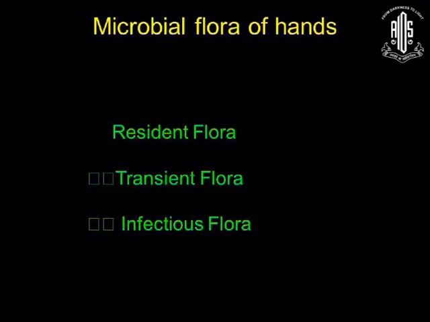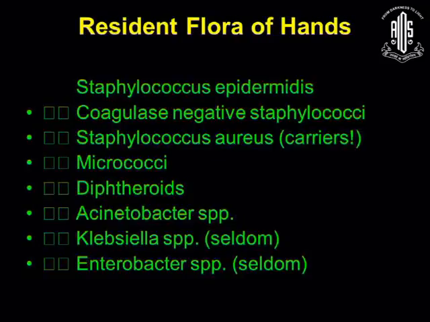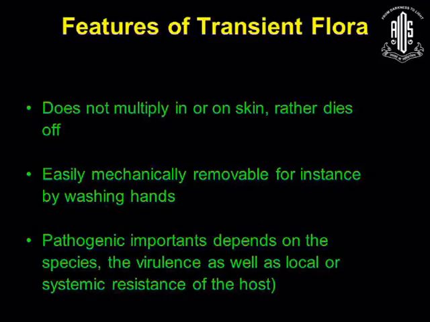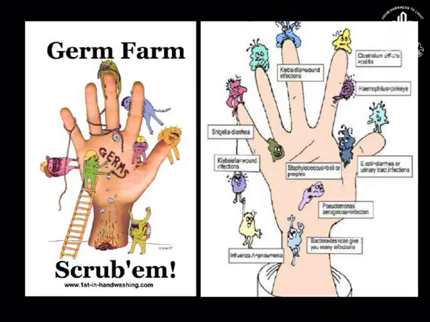So there are resident flora as well as transient flora as well as infectious flora in the hands. So these are some of the resident flora. You all know that Staphylococcus epidermidis is the common thing. It does not multiply on the skin, but it rather dries off and is easily mechanically removable by soap and water. And pathogenic importance depends on the species as well as the virulence. So we are a germ farm. The hand is a germ farm, and the hand which is untreated is a hand which kills in the ICU.